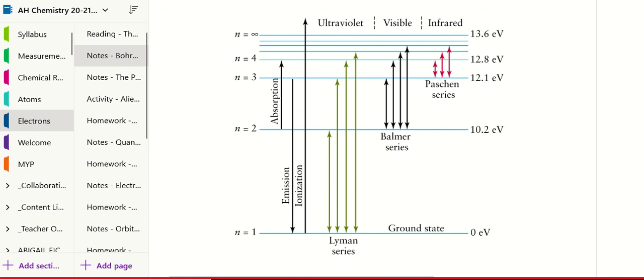What's new here is the different types of light that's observed. So any transition to or from the first energy level involves what type of light? Ultraviolet. Any transition to or from the second energy level involves visible, good. And any transition to or from the third? Infrared.